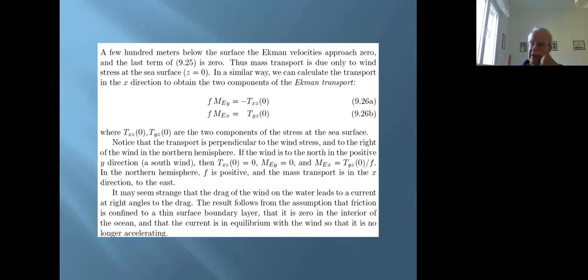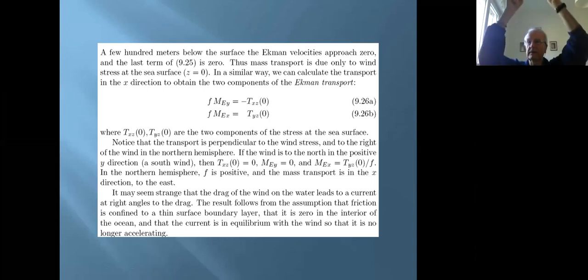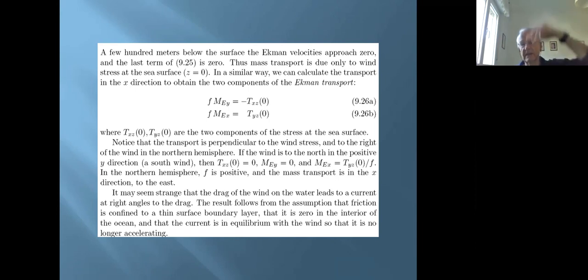So if our wind is northward, the F is positive because we are in the northern hemisphere. The mass transport is in the x direction. We said the x direction is positive toward east, and therefore, with the wind blowing northward, the Ekman mass transport is to the right. That means to the east.